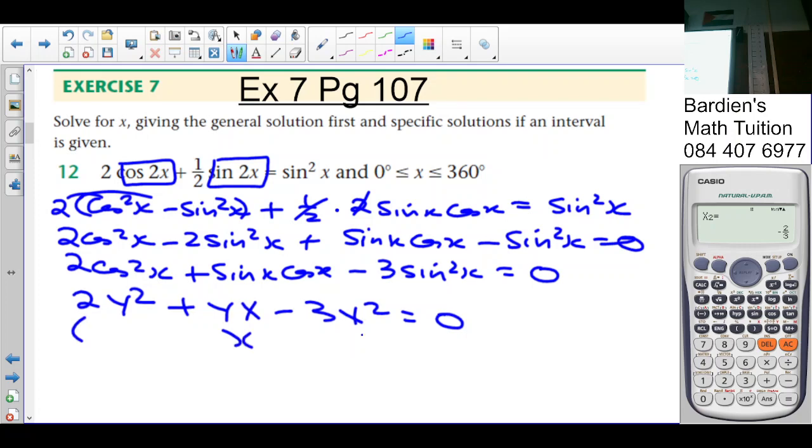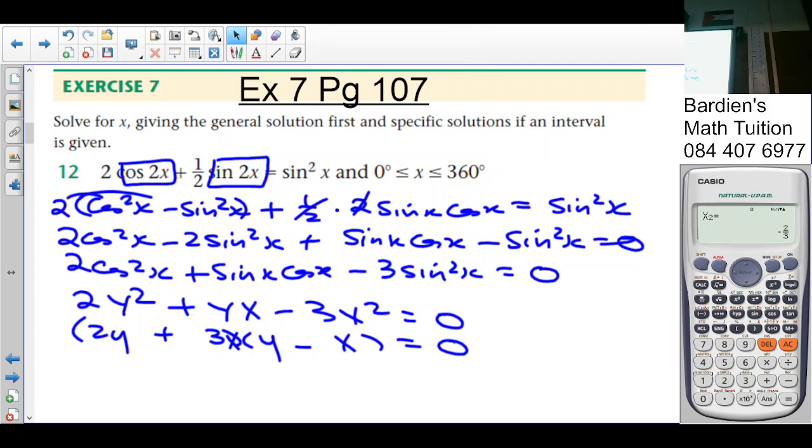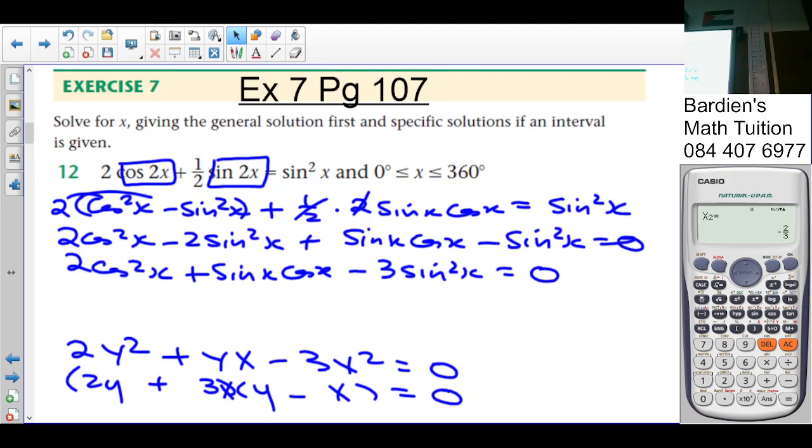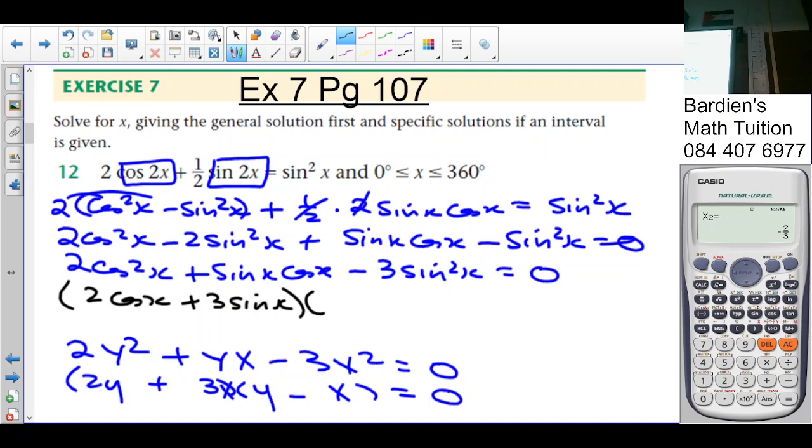So your trinomial, you can use your quadratic formula. So it's going to be 2y plus 3x, y minus x. Okay, there's an x there. If we write this in terms of sine and cos, that would simply be 2 cos x plus 3 sine x, and then we got cos x minus sine x equals 0.